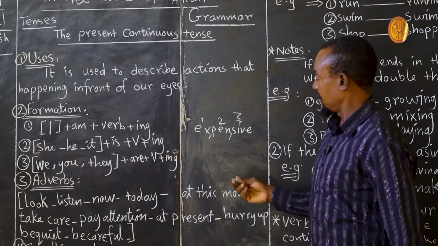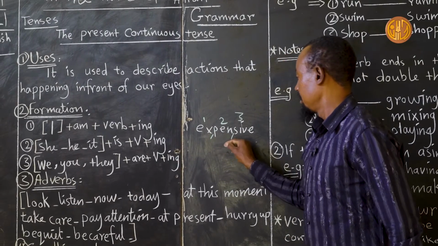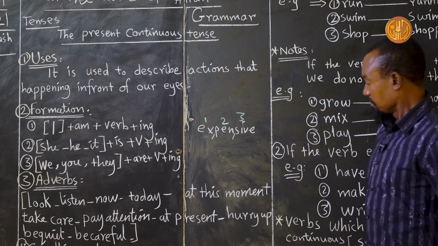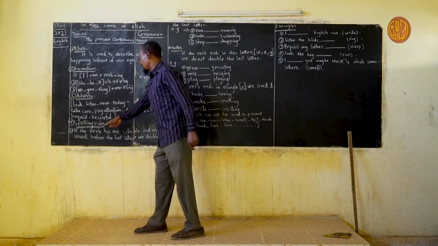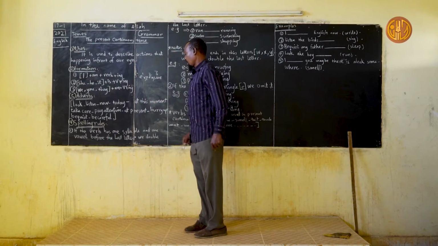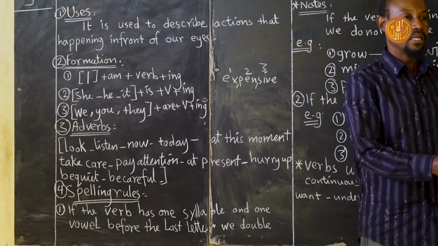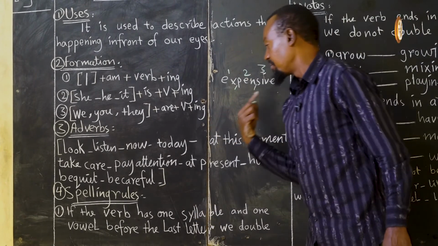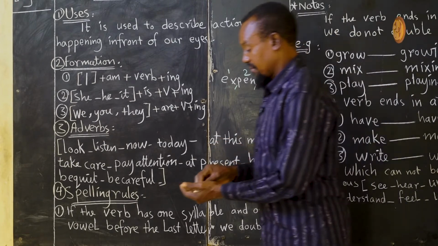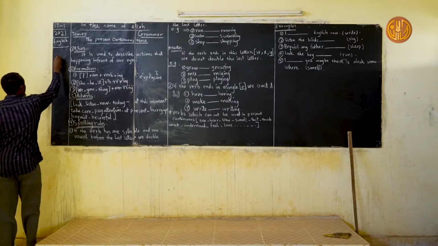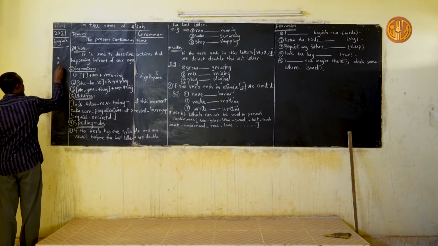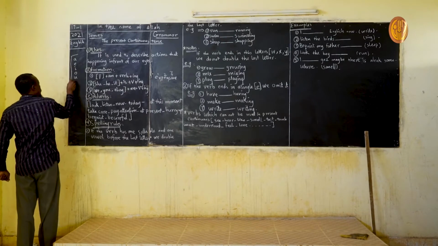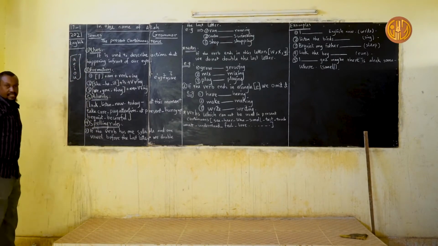If the verb has one syllable, this is one syllable, and this is the second syllable, and this is the third syllable. But here he said in the rule, if the verb has one syllable and one vowel, because there are many verbs that have many vowels, but here he said one vowel. Vowel like what? Vowel like these letters: A, E, I, O, U. In English, they call these vowel letters.